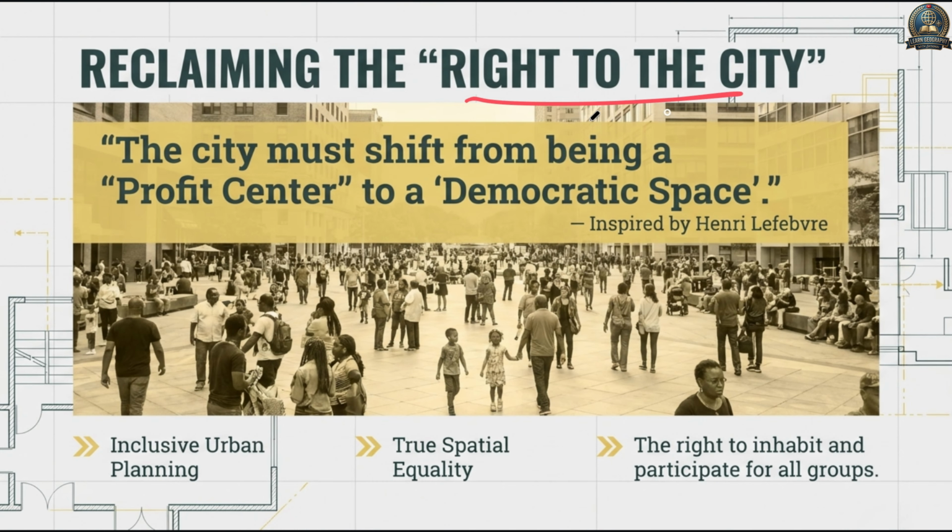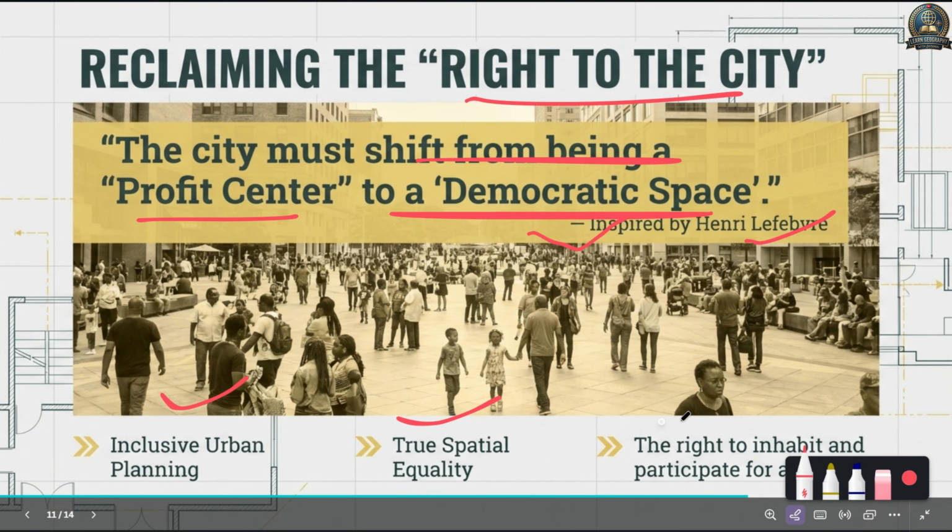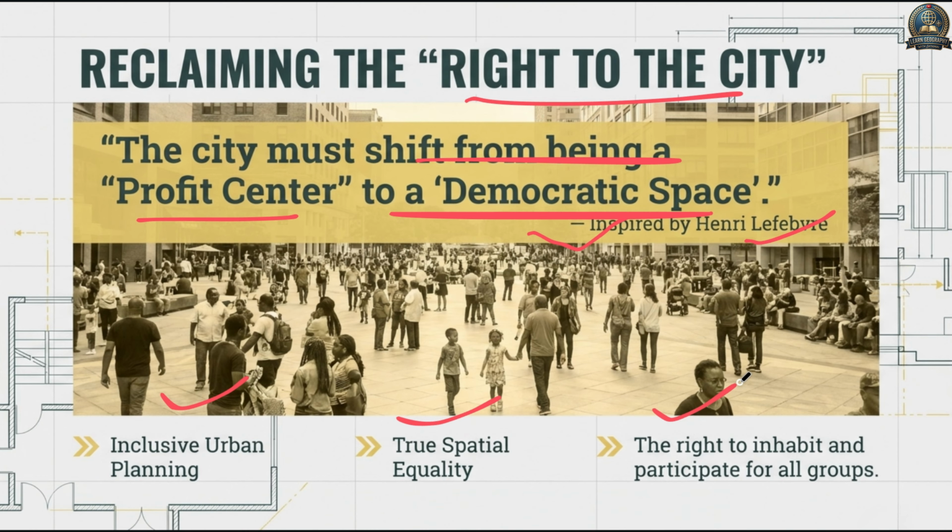Reclaiming the right to the city: it must shift from being a profit center to a democratic space, inspired by Henry Lefebvre. Inclusive urban planning leads to spatial equality and ultimately leads to the right to inhabit and participate for all groups. All groups means all kinds of human societies or human population.